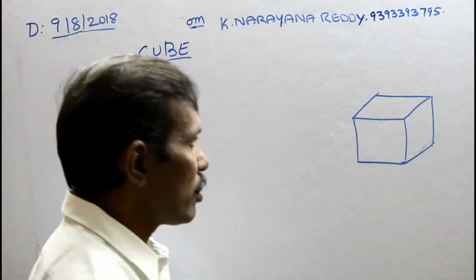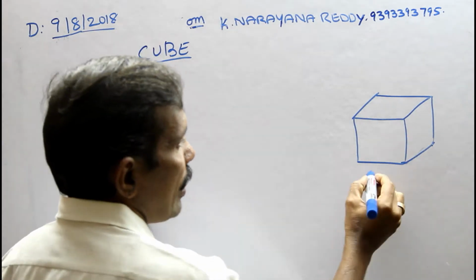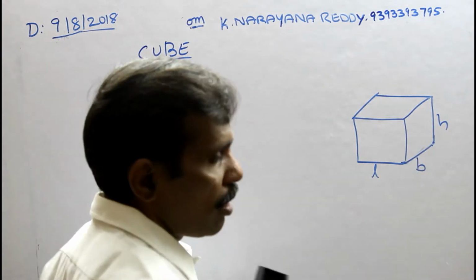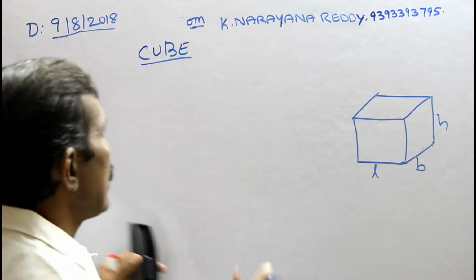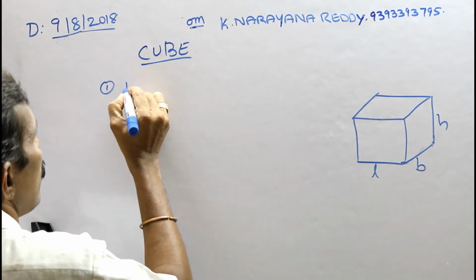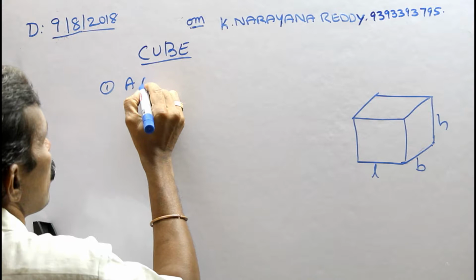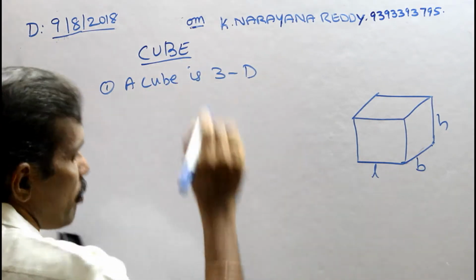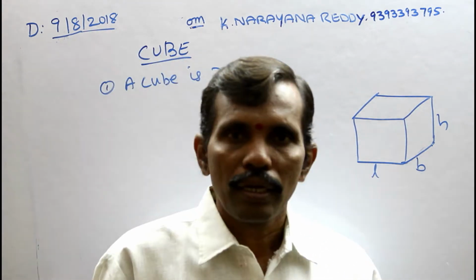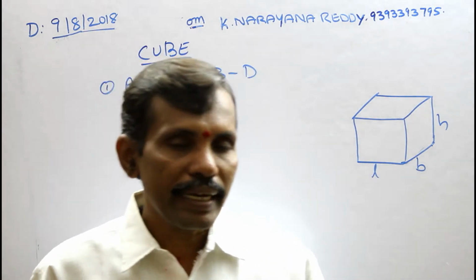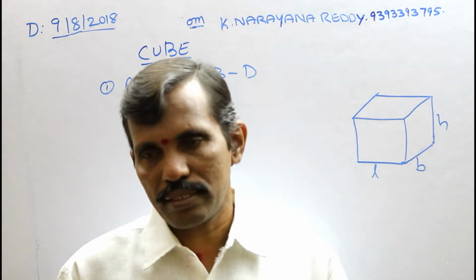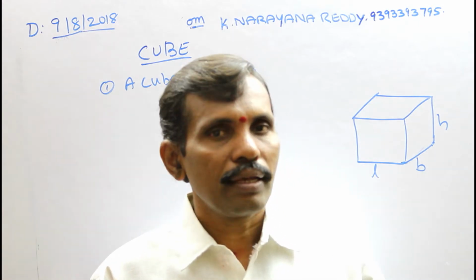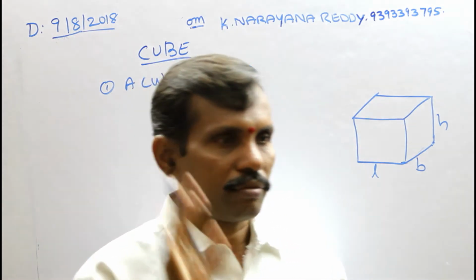Okay, this is about cube. Here: length, breadth, height. A cube is a three-dimensional geometrical figure. Why? Because it contains three dimensions. What are those? Length, breadth, height. So it is a three-dimensional geometrical figure.